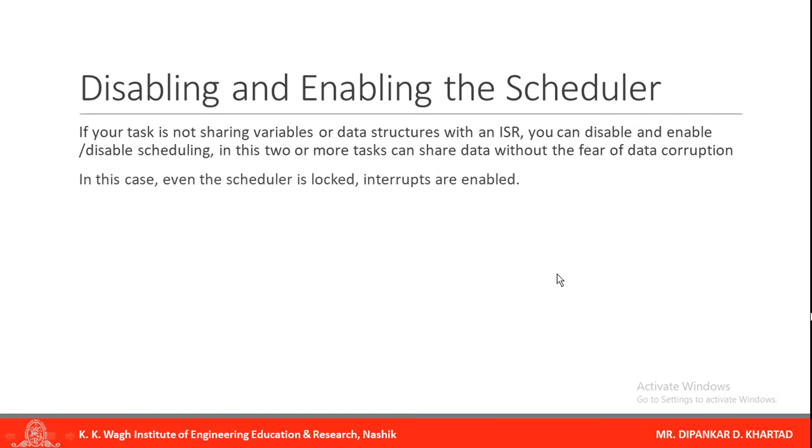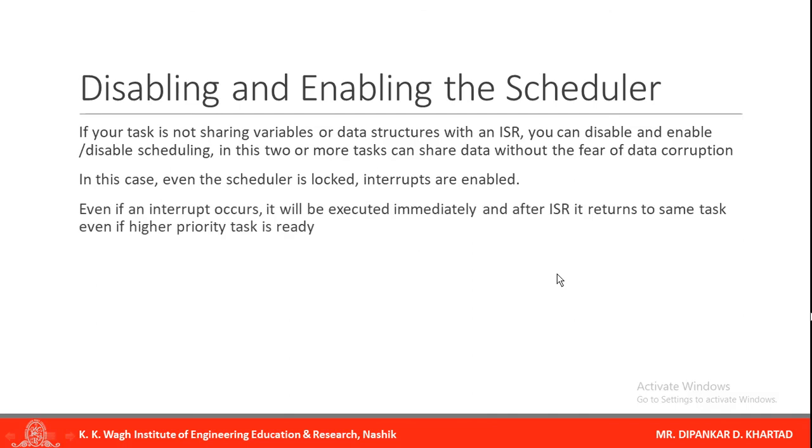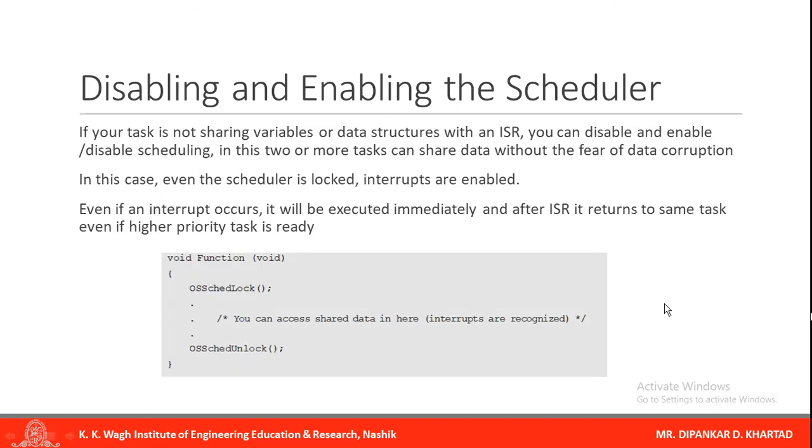In this case, even though the scheduler is locked, interrupts are enabled. So even if an interrupt occurs, what will it do? It will execute immediately, and after the ISR it returns to the same task, even if a higher priority task is also ready. So this is its function: lock condition, and you can access shared data in here, and again it will unlock.